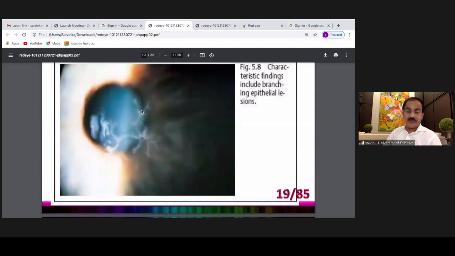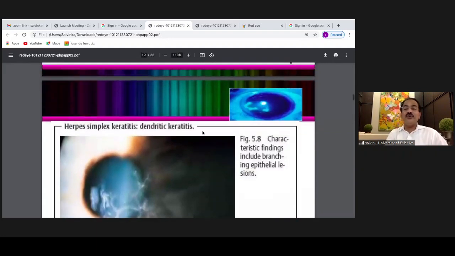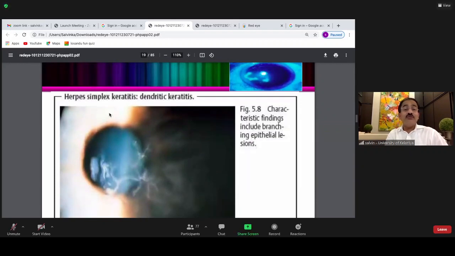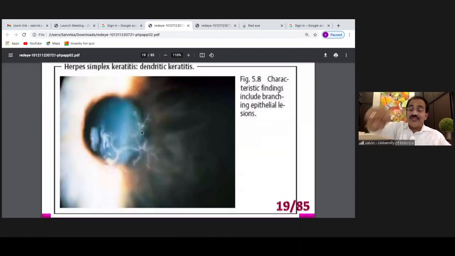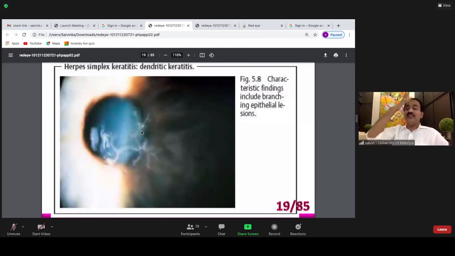Both herpes zoster and herpes simplex virus can cause this. Because of the dendrites, we call it dendritic ulcer. You can put fluorescein as I told you, stain, and see, you can see it like this. So very important: if you miss herpes simplex dendritic keratitis or dendritic ulcer, and you put steroid, next day the patient comes with severe infection.